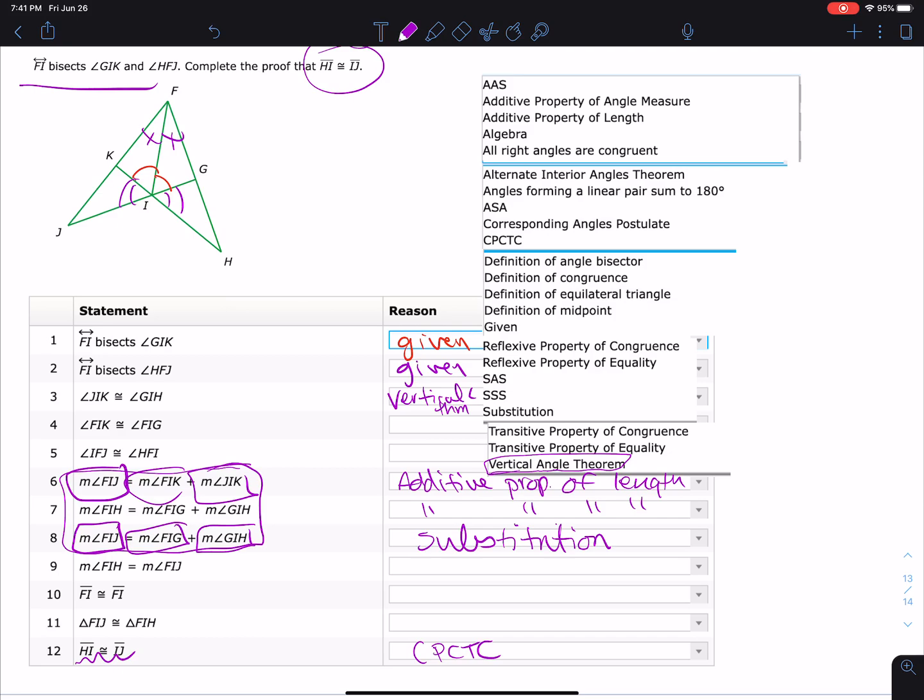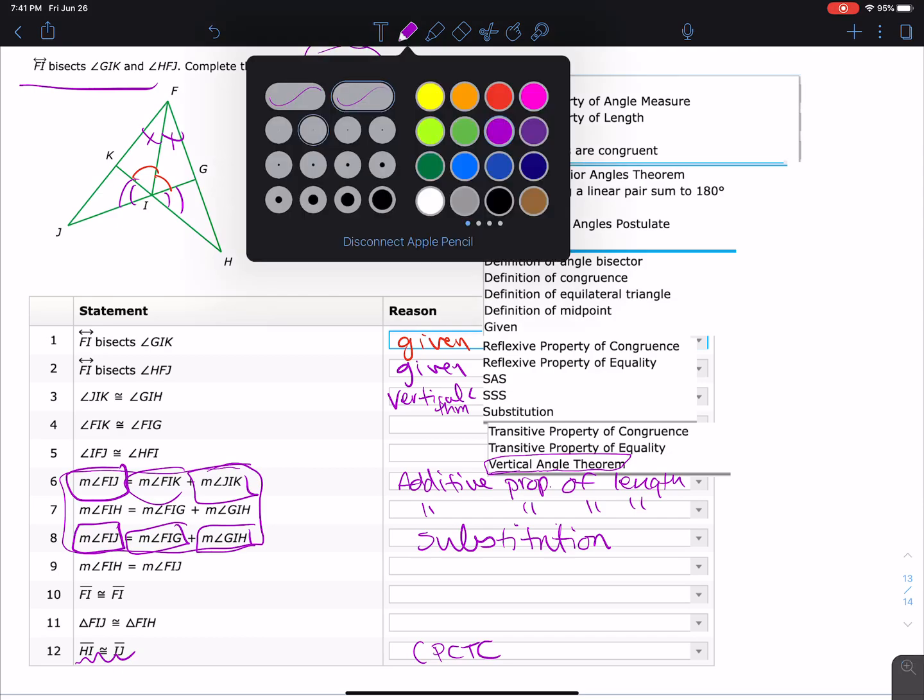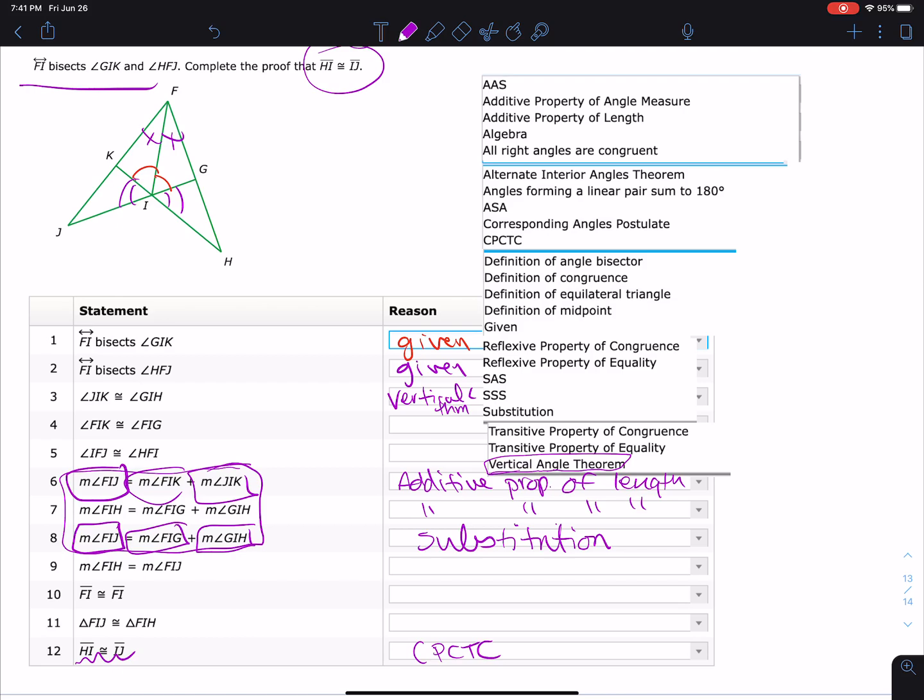Okay, now how do I know FIK is congruent to FIG? Well, I made that marking because of an angle bisector. So where would I see that? Oh, that would be definition of angle bisector. So you're just defending the steps. That's where this is coming from. Now, how do I know IFJ is congruent? How do I know this angle here is congruent to this angle? That's another definition of angle bisector. So I'm using ditto again, okay? Okay, the rest of my steps are good.